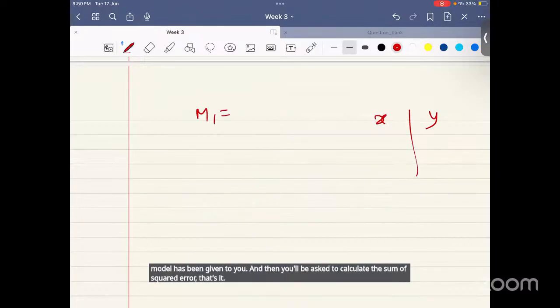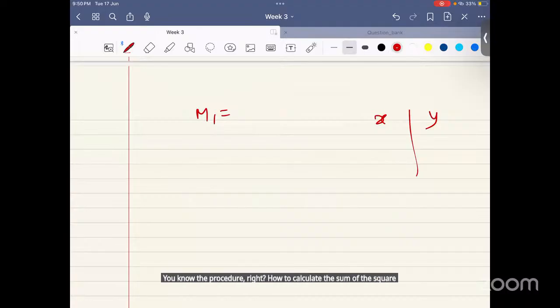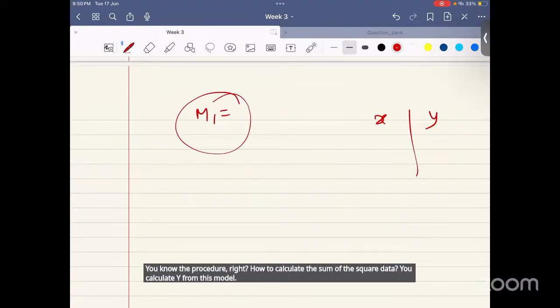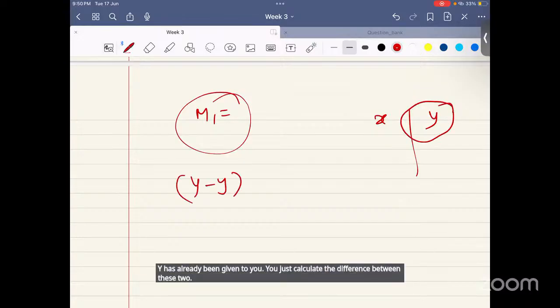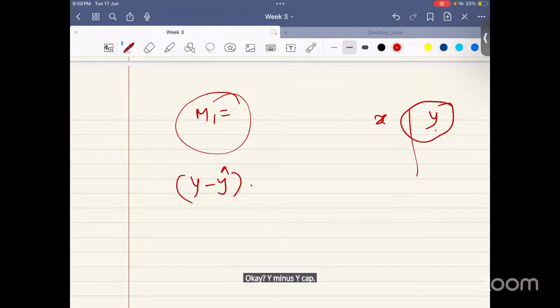That's it. You know the procedure, right? How to calculate the sum of square error? You calculate y from this model. Y is already given to you. You just calculate the difference between these two, y minus y cap, and then do the square and do the summation. This is the sum of square error.